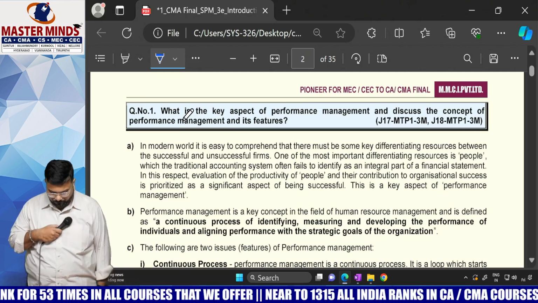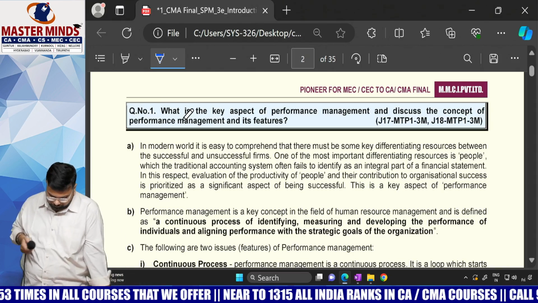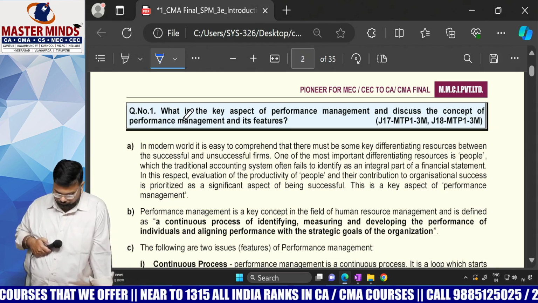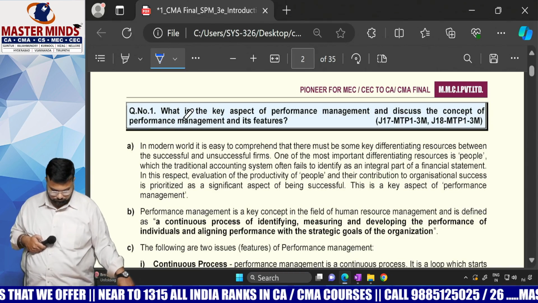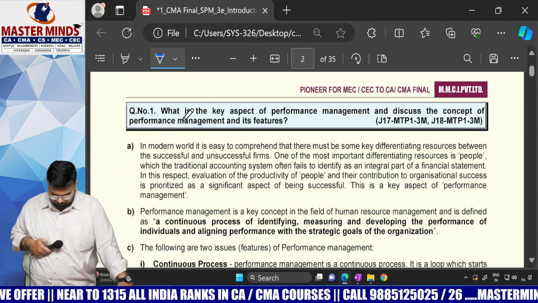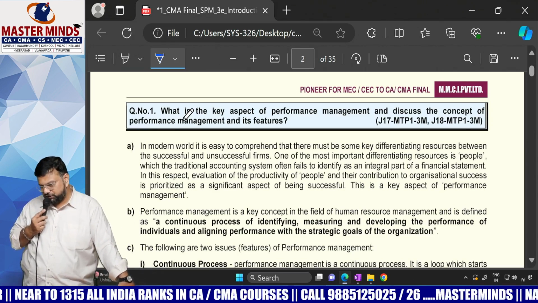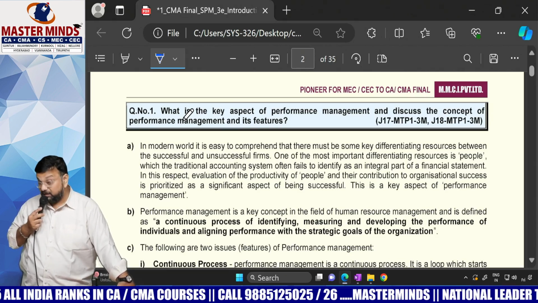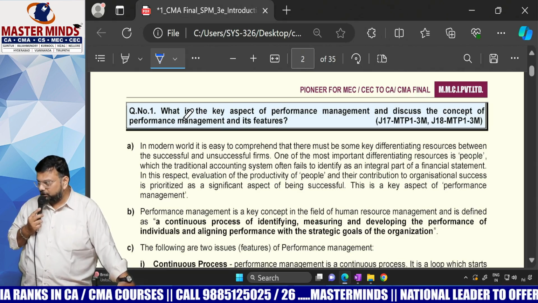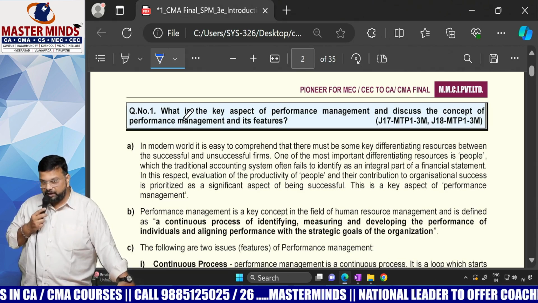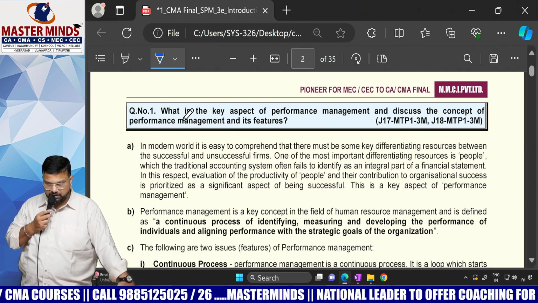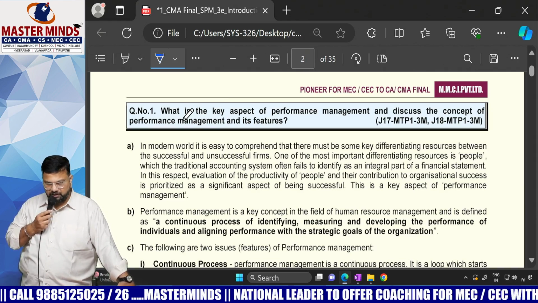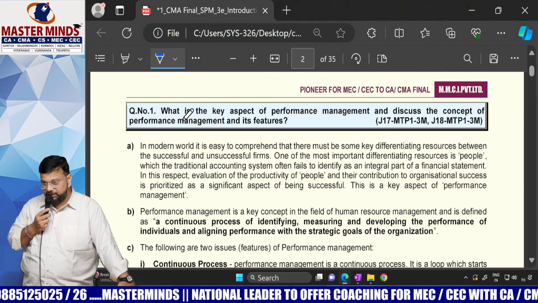Next, performance management is a key concept in the field of human resource management and is defined as a continuous process of identifying, measuring, and developing the performance of individuals and aligning performance with the strategic goals of the organization. It's a continuous process. First we have to identify, then measure, then develop. I think in the last class I explained all three points. Why do we need to develop the performance of the individual? Because the goals keep on changing.